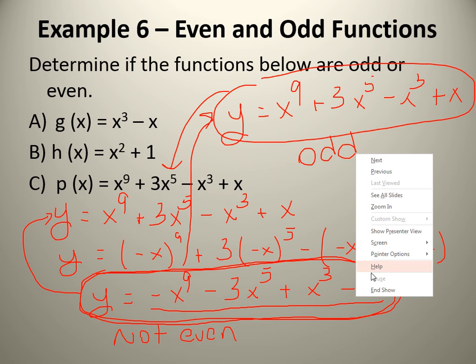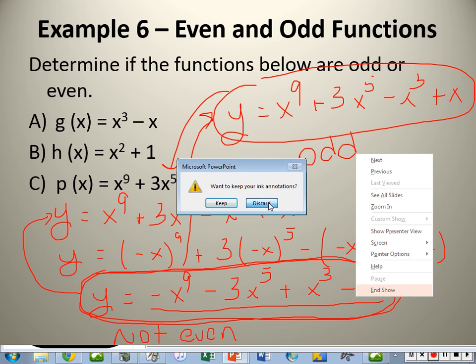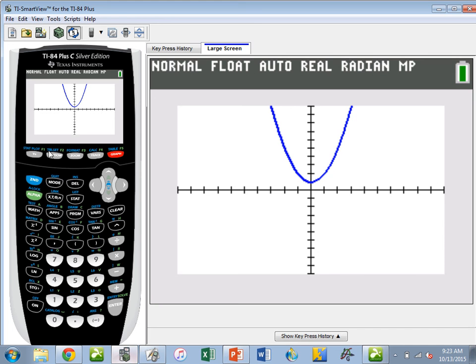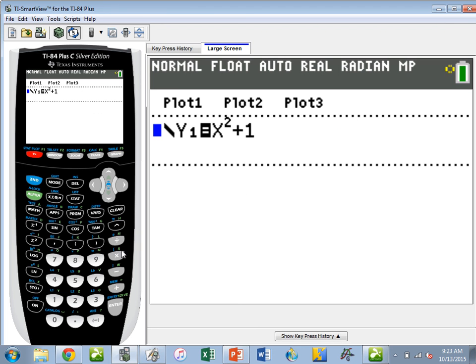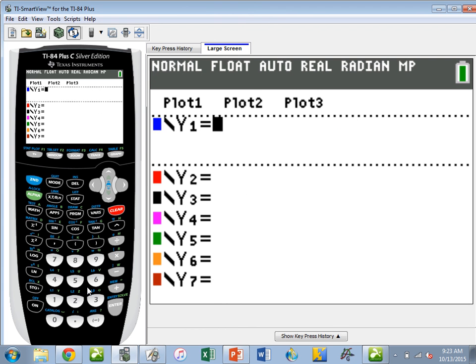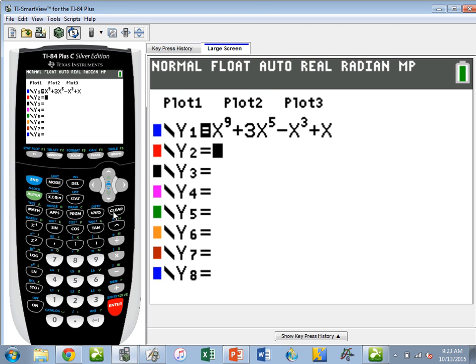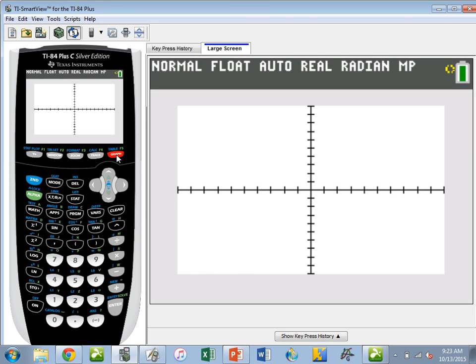So how do you know if you're right? So once again, if I come back to my calculator, I go to y equals, and I'm going to put in here x to the 9th plus 3x to the 5th minus x cubed plus x. And if I graph this, here's what you get.